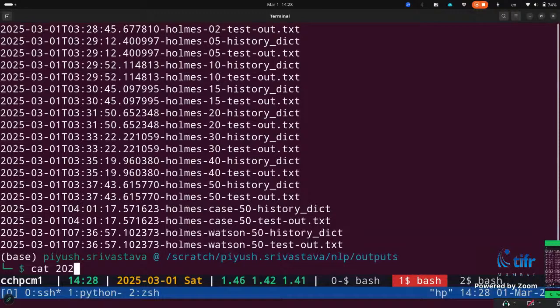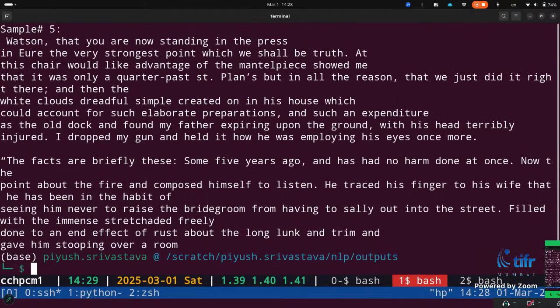This is some experiment I just ran a little while ago. This is what it generated. Does this look much more like a sentence that could come in a Sherlock Holmes story? This is generated by the machine, just at random. "So what's that you are now standing in the press?" Not quite grammatical, but it's still much better than what the laptop was producing, and much faster.